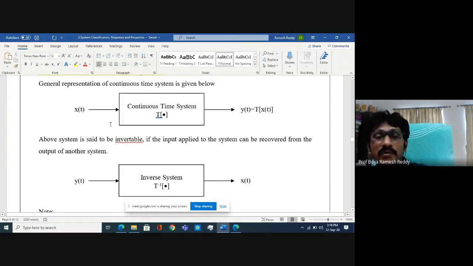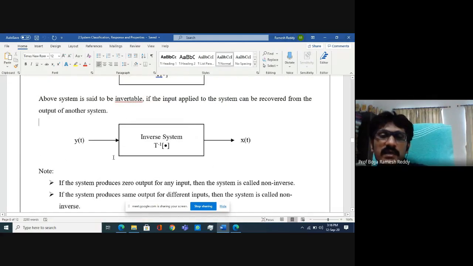Whatever system you have designed to get original input or recover original input is called an inverse system. That property is called invertibility. Okay, see, inverse systems are represented like this. T dot is the representation for normal, original systems, and the inverse system is represented with T inverse, where y of t is the input and x of t is the output.